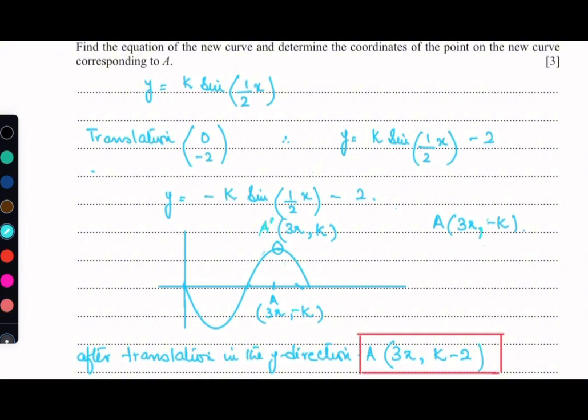So if I translate in the y direction, then obviously this k has to move downwards by 2 units. Therefore, the new A coordinates shall be 3 pi comma k minus 2. These are going to be the coordinates for point A after the reflection in the x-axis and then the downward translation by 2 units.